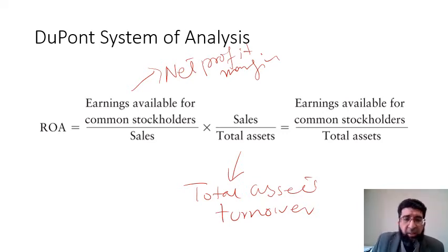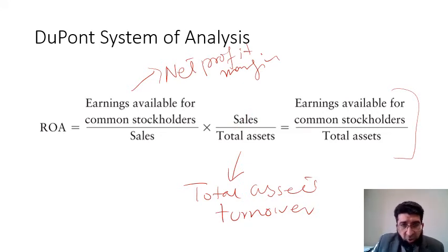So for every dollar of assets, how much earnings are available for common stockholders if you cancel the sales. So we have this ratio, which shows how much earnings are available for every dollar of assets in the firm. However, when we dissect it into two parts, we get a very fair idea. And let me rub this out, and let's look at this now.